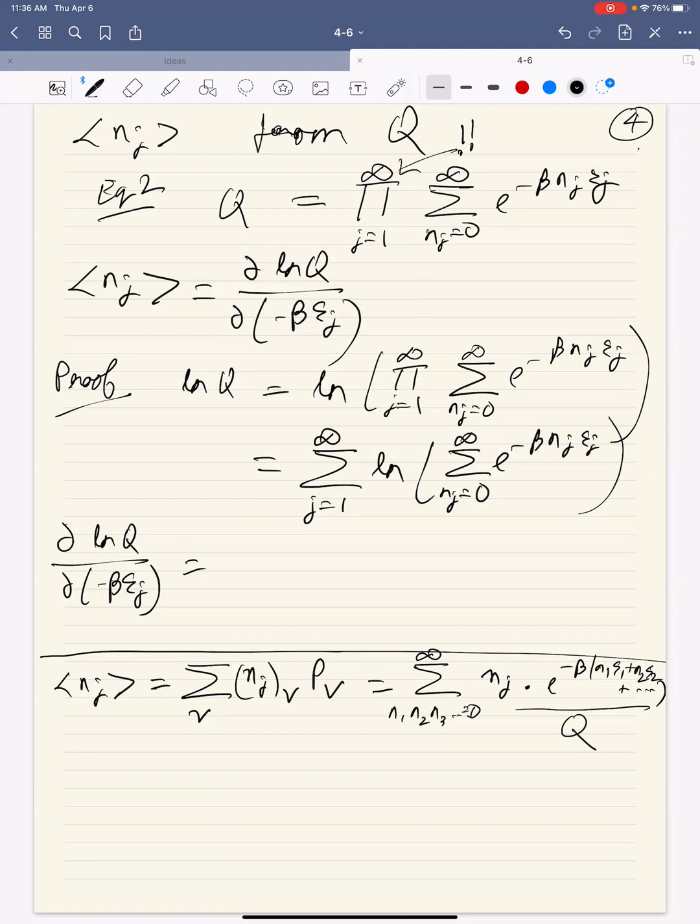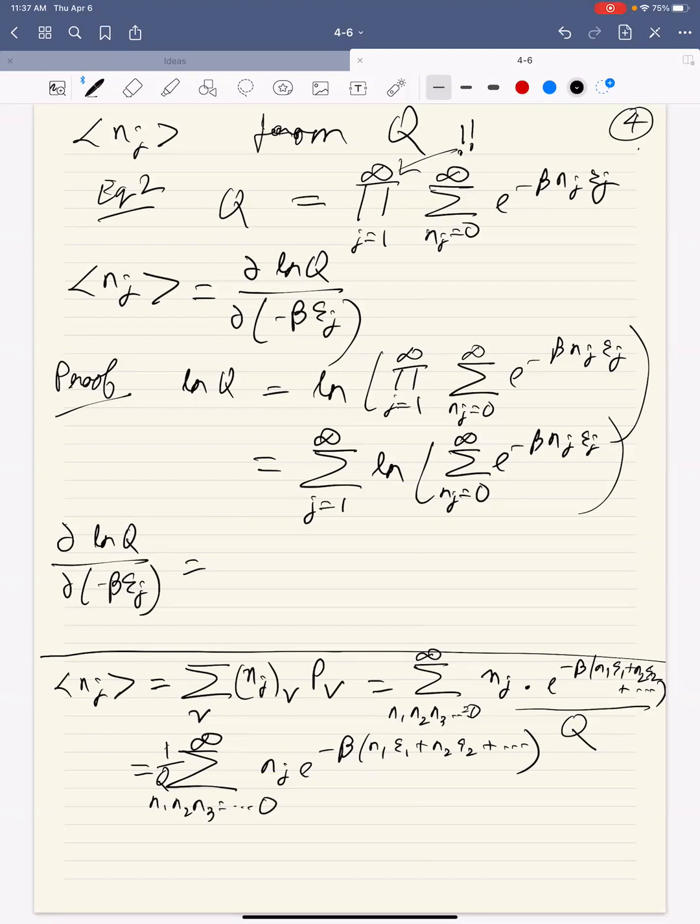Okay, now it starts to look better. I should have just proceeded this way. So now you can see that if I keep this summation like this, N1, N2, N3, 0 to infinity, Q can come out of the summation, right? Q has already summed up everything. Q is kind of boring, but all useful. So Q comes out, and then I have Nj e to the power minus beta N1 epsilon 1 plus N2 epsilon 2 and so on.